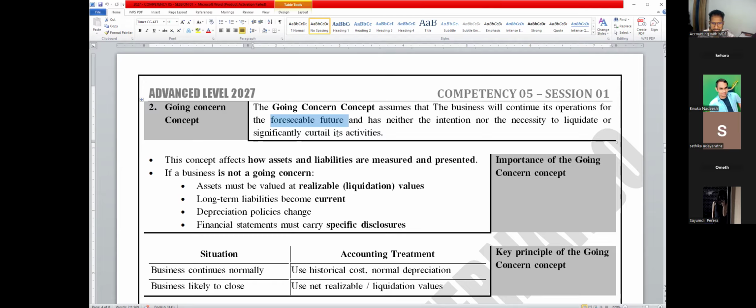Business continues. Highlight it. Foreseeable means as far as can be seen ahead. I read the content again. The going concern concept assumes that the business will continue its operations for the foreseeable future and has neither the intention nor the necessity to liquidate or significantly curtail its activities. Let's move to the importance of the going concern concept. Give me a minute.